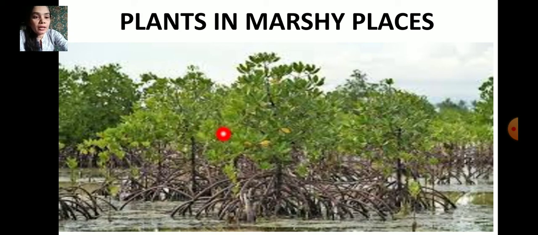Where there are plenty of these trees, they are called mangrove trees. The sunlight also will not enter in between. So the tall and thick trees are called mangrove trees. Their roots grow above the soil, and these roots are called breathing roots.